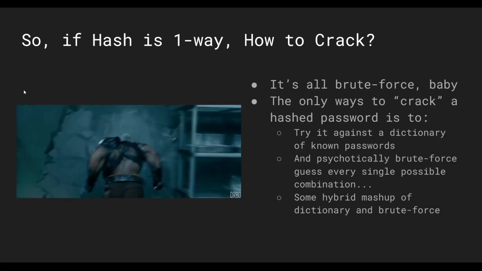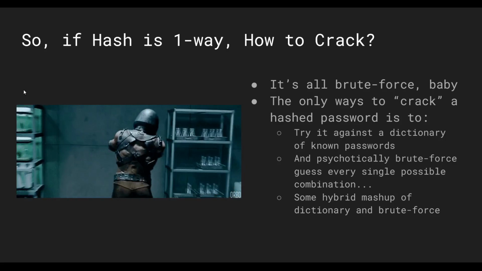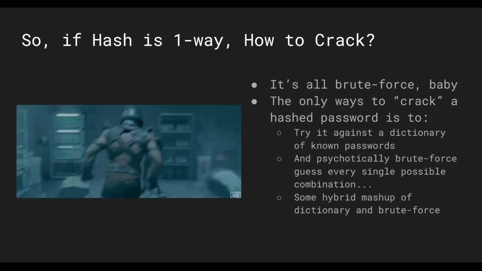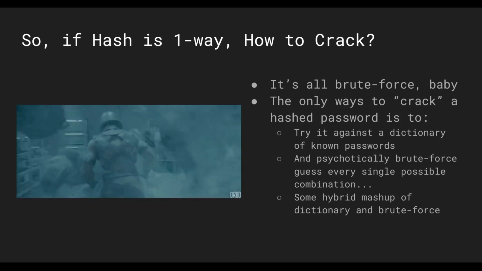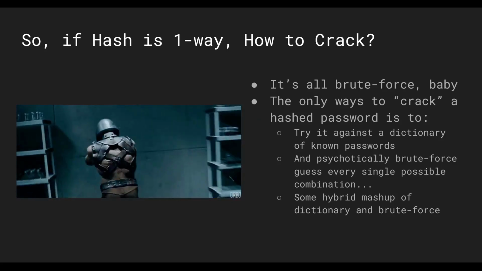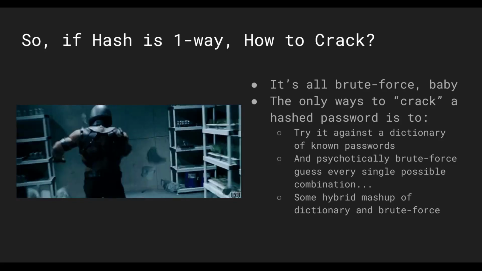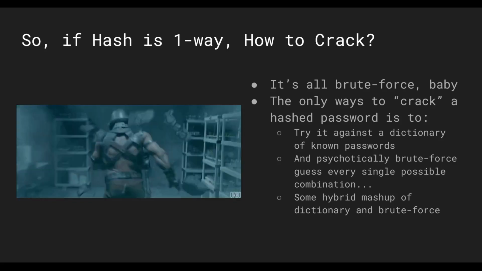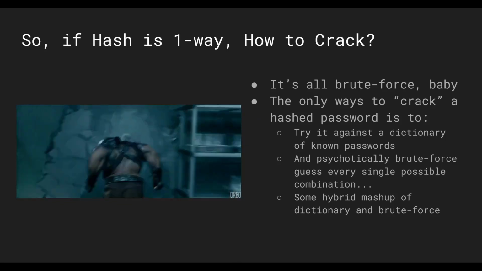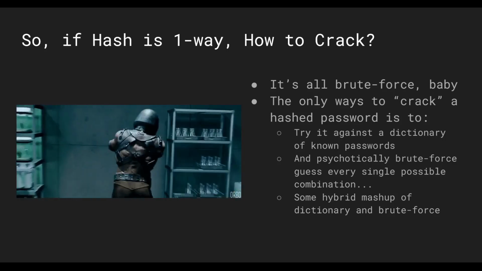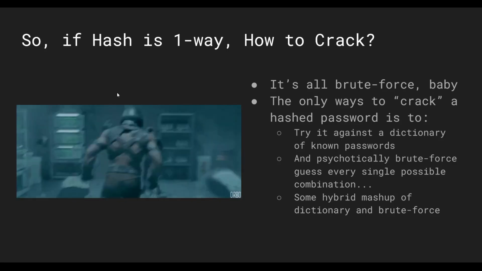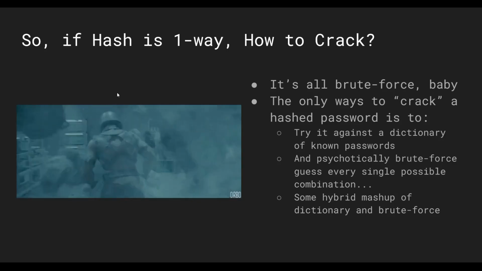So if a hash is one way, then how do we crack it? Well, it's all brute force, man. The only way to crack a hashed password is to basically take a whole bunch of words from a known dictionary, is what we call it, or a word list, and run them through the hashing algorithm and compare the resulting hashes. And if the resulting hash from the word list that you're generating matches the hash you're trying to crack, then it's a crack. You've just cracked that hash. You've cracked the code, right? You've figured out what the original password is by running a whole bunch of words through and matching the hashes they spit out.